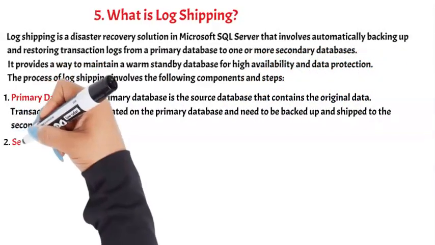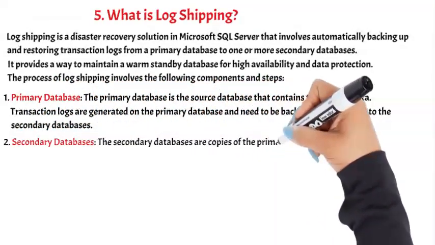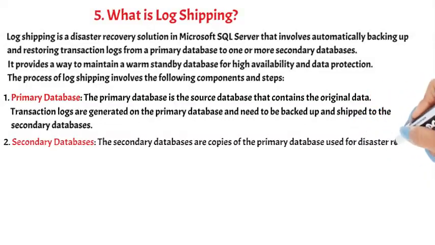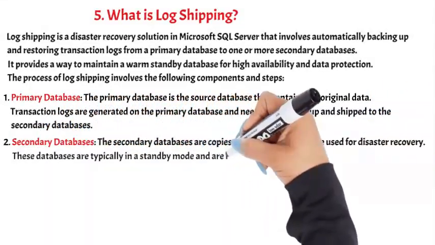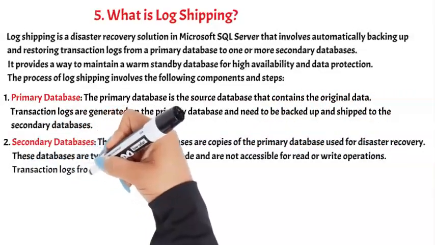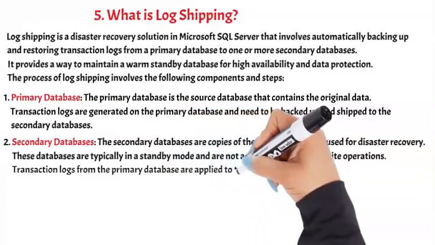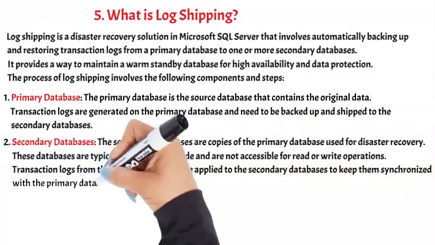2. Secondary databases. The secondary databases are copies of the primary database used for disaster recovery. These databases are typically in a standby mode and are not accessible for read or write operations. Transaction logs from the primary database are applied to the secondary databases to keep them synchronized with the primary database.